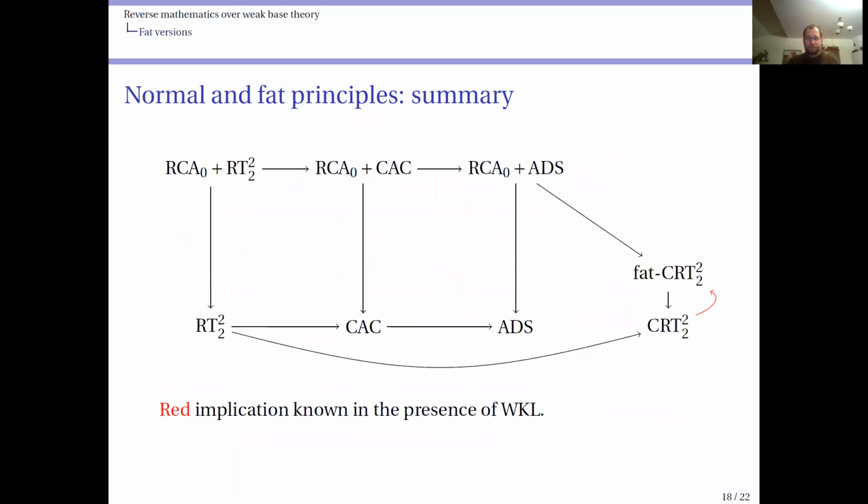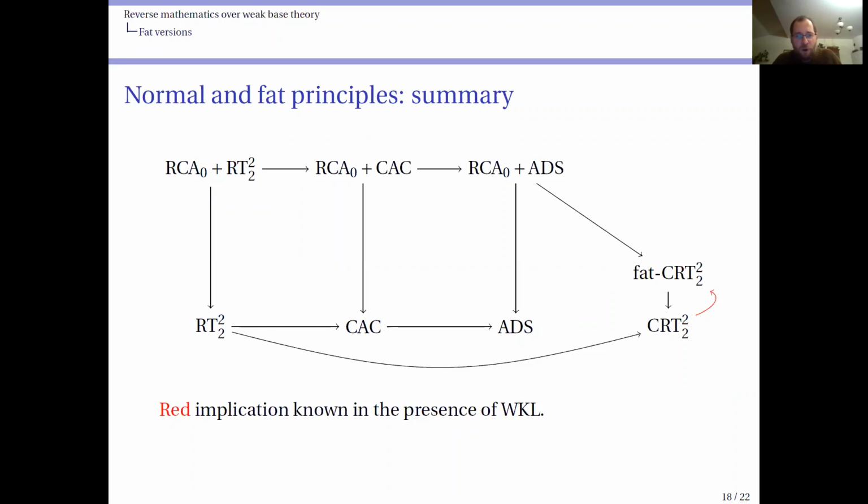So here's a summary of what we know about these normal and these fat principles. The picture at the outset when we started working on this looked pretty terrible. It was a real big mess. It's much cleaner now. In particular, most of these fat principles simply disappear. They turn out to be equivalent to the corresponding Ramsey theoretic principle plus ADS. With the exception of the sequence version of ADS, the fat principle turns out to be equivalent to the basic, to the normal version. And fat cohesive Ramsey might be a little bit stronger than normal cohesive Ramsey, but there is a reverse implication over weak Koenig's lemma.